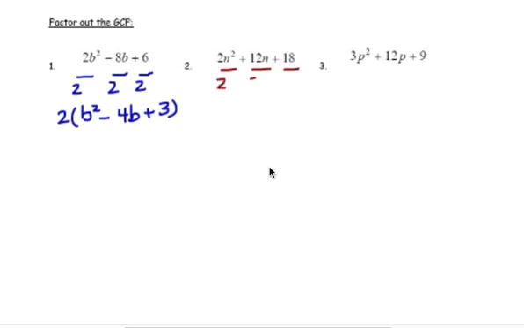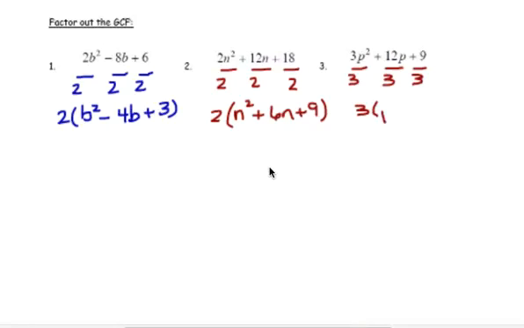2, very good. Okay. We factor out a 2. We're going to end up with n squared plus 6n plus 9. Okay, good. Okay, number 3. What do all 3 of these terms have in common? 3. Okay, so 3 goes in parentheses, and we're left with p squared plus 4p plus 3.